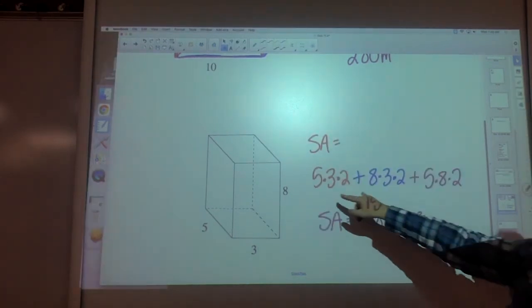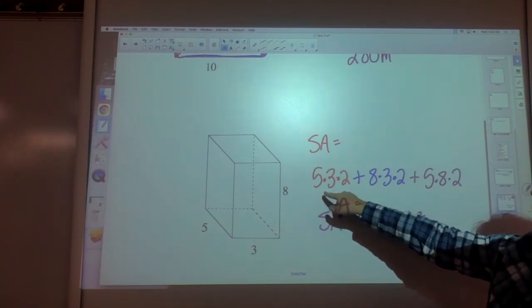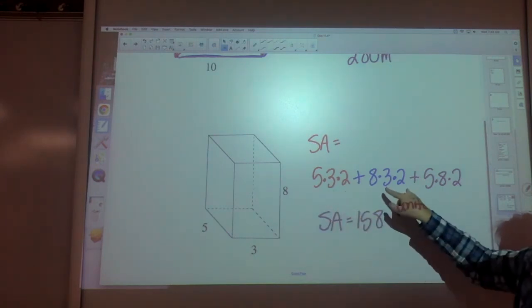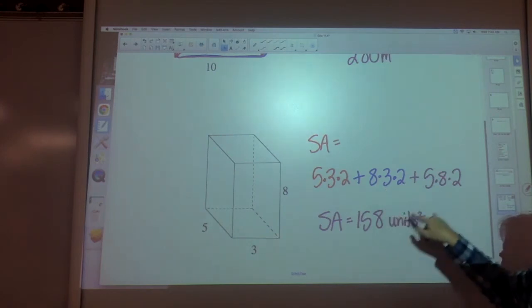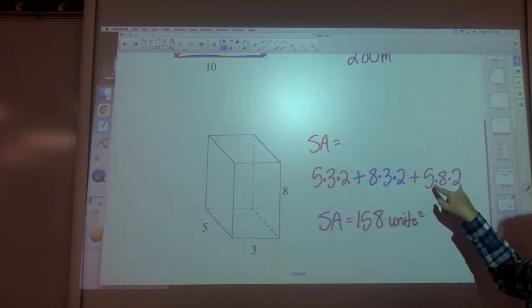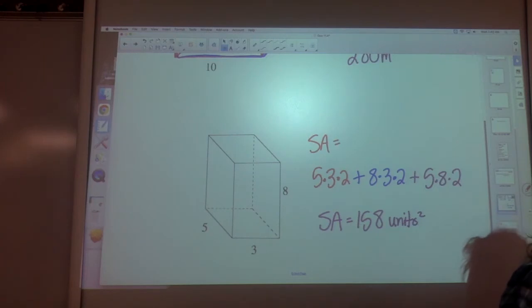Order doesn't matter. I did the bases first, top and bottom, 5 times 3 times 2. Then the front and back, 8 times 3 times 2. Then the left and right, 5 times 8 times 2, 158 square units.